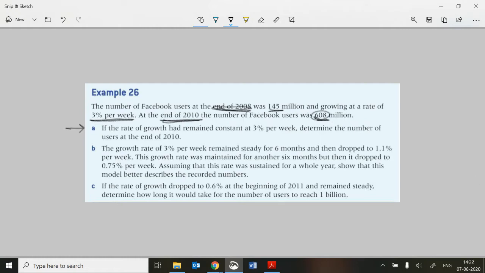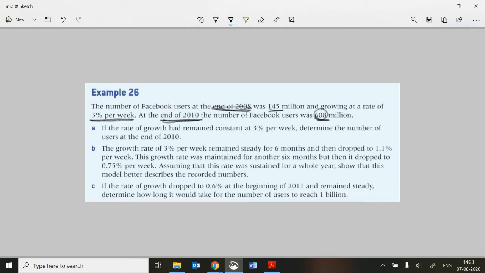Okay, so part A then wants us to check this number here. So let's just check again. It says, if the rate of growth had remained at a constant of 3% per week, determine the number of users at the end of 2010. So it wants us to check this value here. It wants us to check the 608 by using our knowledge of sequences.